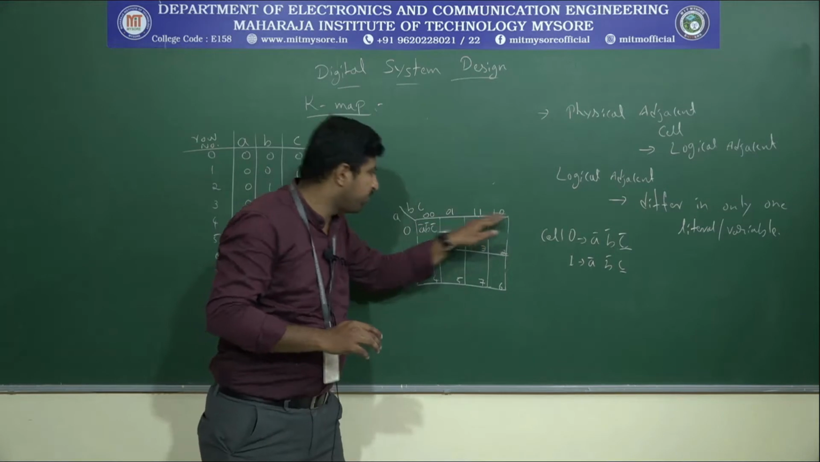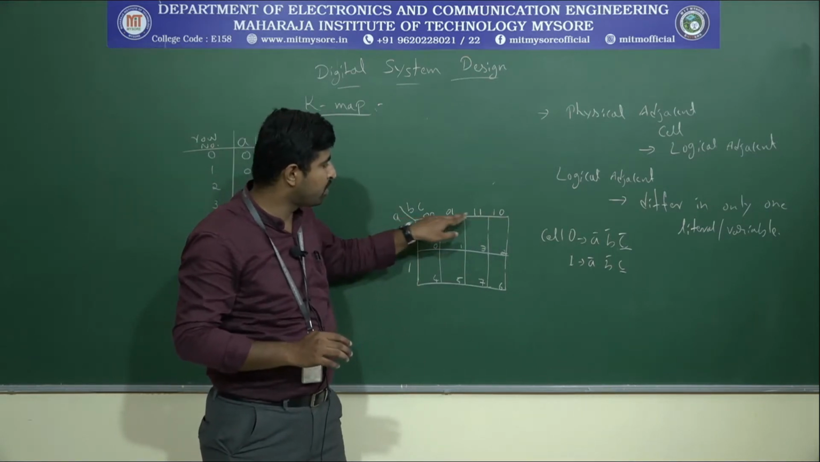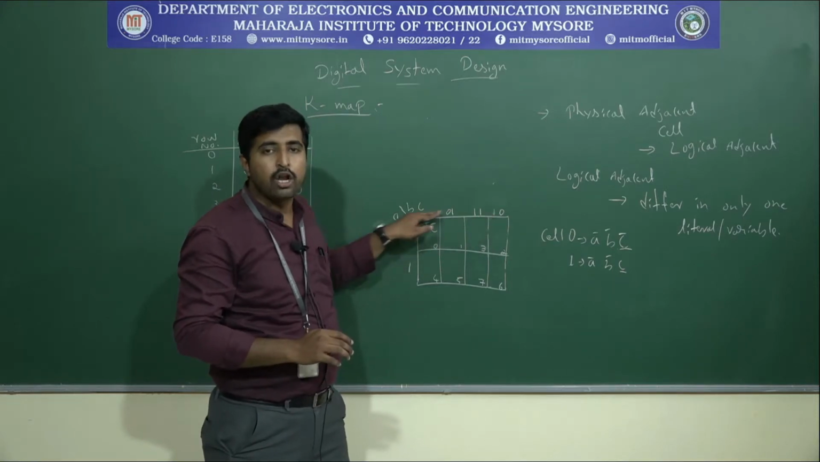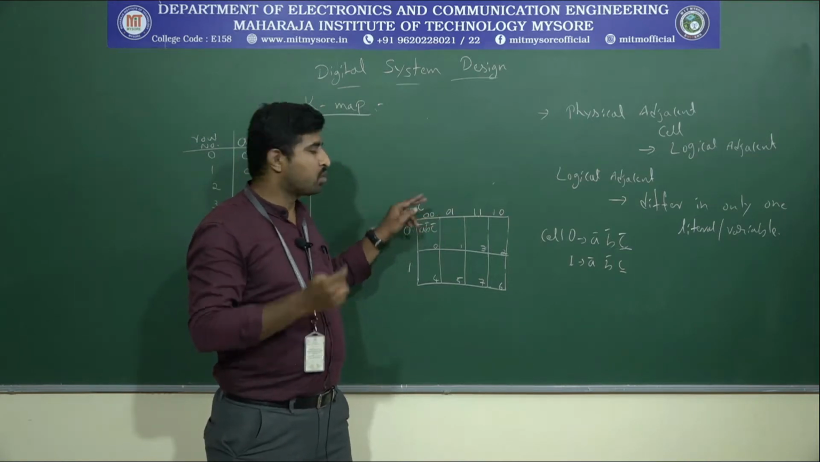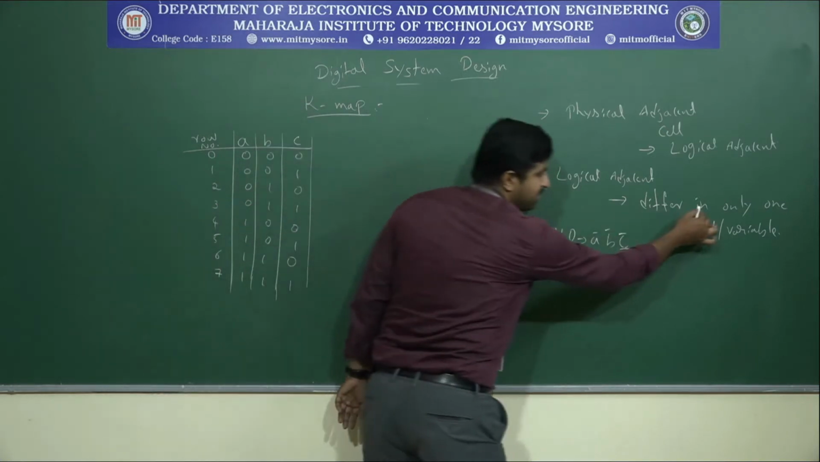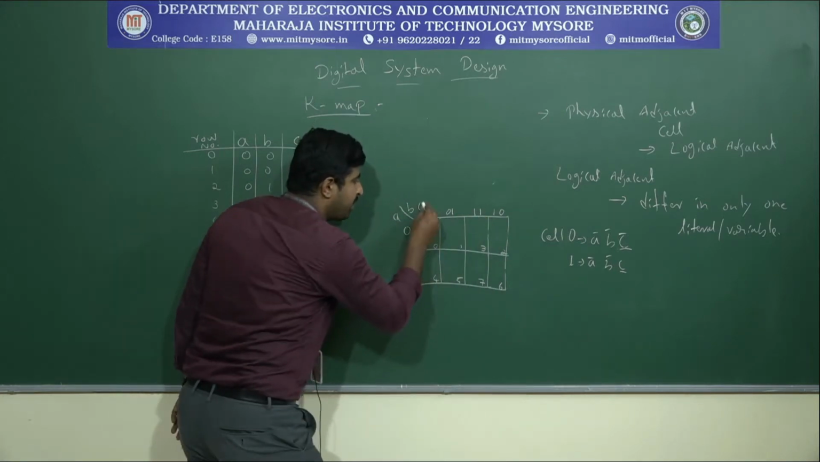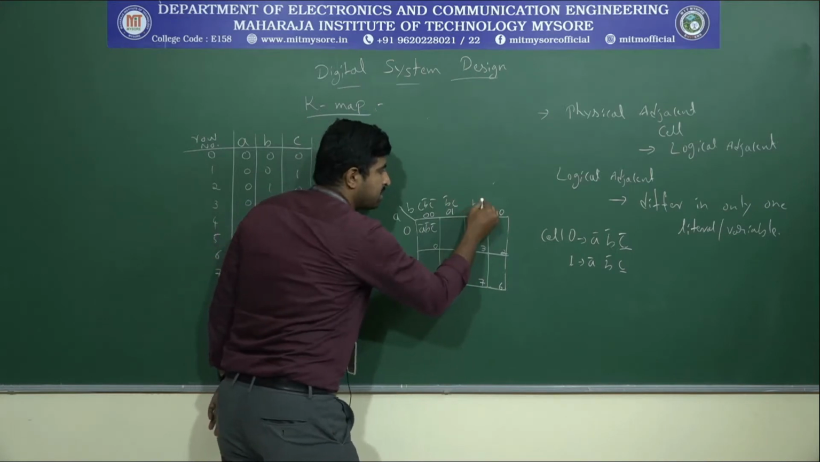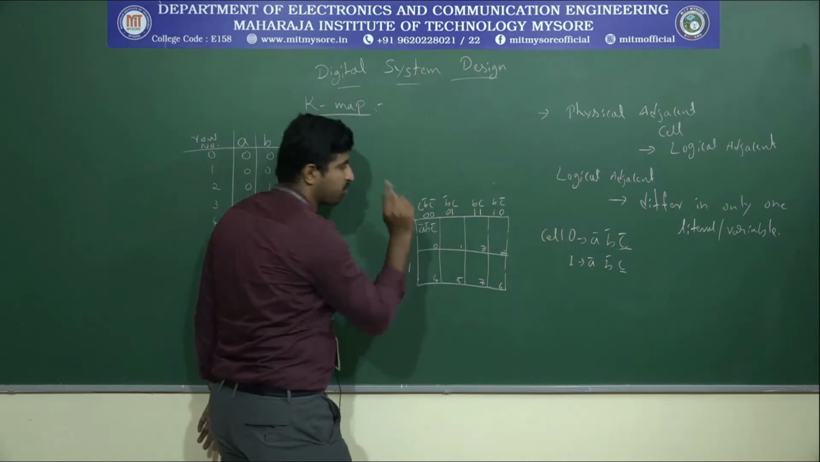To arrange the values here, B bar C bar, 0 0, 0 1, 1 1, 1 0, we need to consider that they should be logically adjacent. That is the condition in a K-map. So what is logically adjacent? Logically adjacent means only one literal should differ between these two. So if this is B bar C bar, this is B bar C, this is B C and this is B C bar, let's consider only these two first.